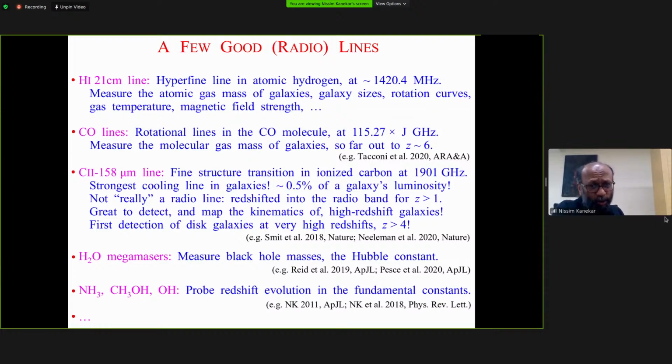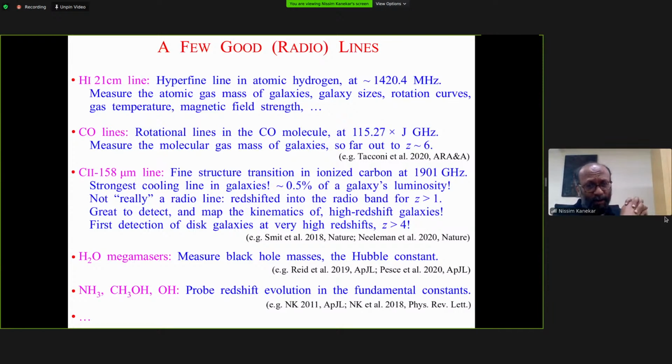Then you have the CO rotational lines, at a frequency of 115.27 multiplied by J gigahertz, where J is the rotational quantum number. And this lets you measure the molecular gas mass of galaxies. That's a primary science output, although you get a ton of other things as well, but that's the main thing I would say. And so far it's been seen out to a redshift of about 6.5.